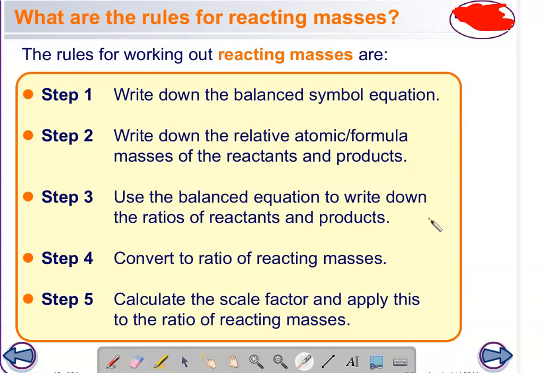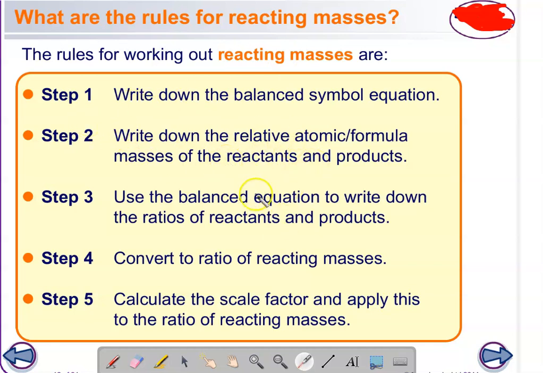Now, what are the rules for reacting masses? We are sometimes required to calculate the masses required in a particular reaction. Say, as a chemist, you go into a lab and you want to make a specific amount of a compound. You want to find out how much of the reactants you need in order to get a specific amount of the product. Occasionally, you might also be required to calculate how much product will be made if you have a specific amount of the reactants. So let's look at the rules that govern such calculations.